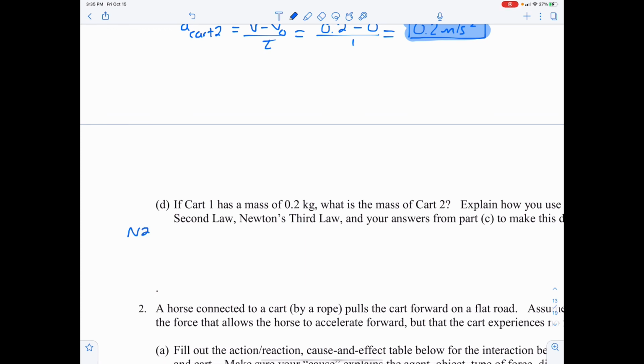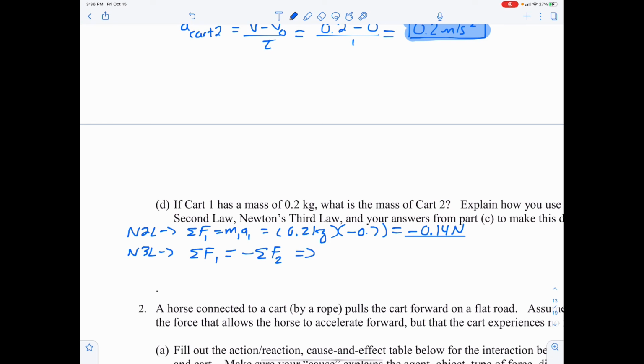Well, using Newton's second law, we know that the net force on cart 1 equals mass of 1 times acceleration of 1. So we can go 0.2 kilograms, that's the mass of cart 1, times the acceleration, which was negative 0.7, and we get negative 0.14 newtons. Now, using Newton's third law, the net force on 1 is equal and opposite to the net force on 2 when they collide.